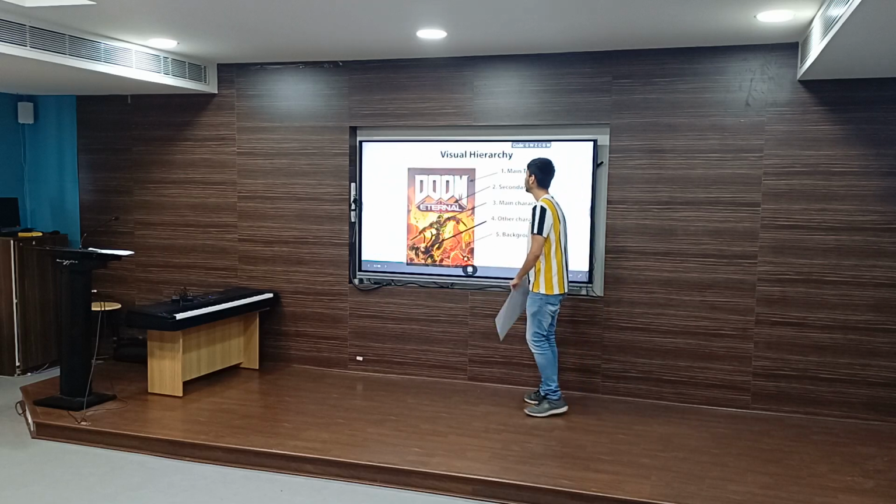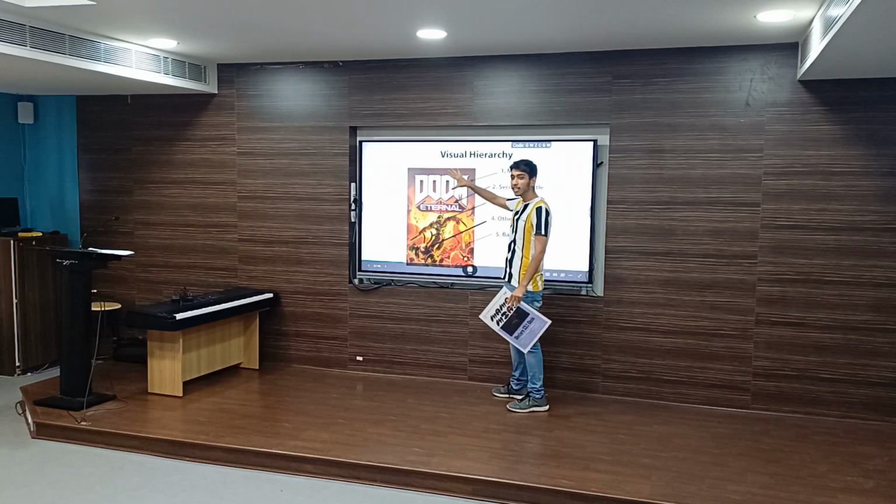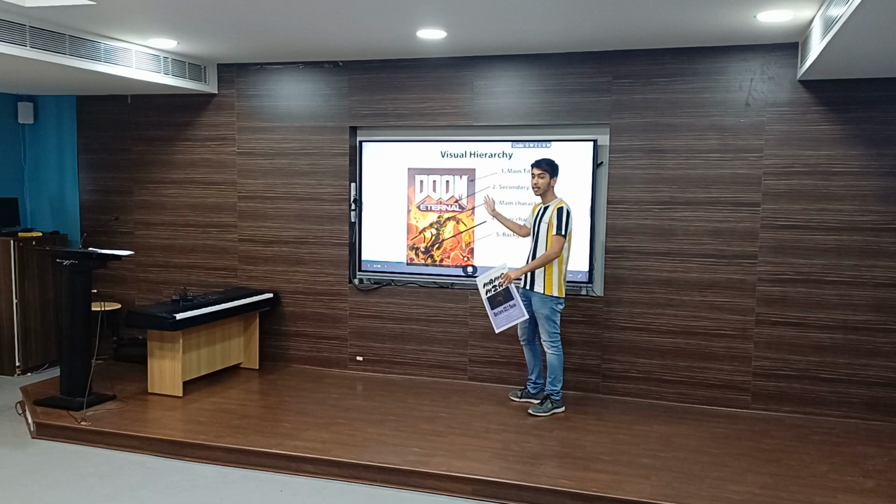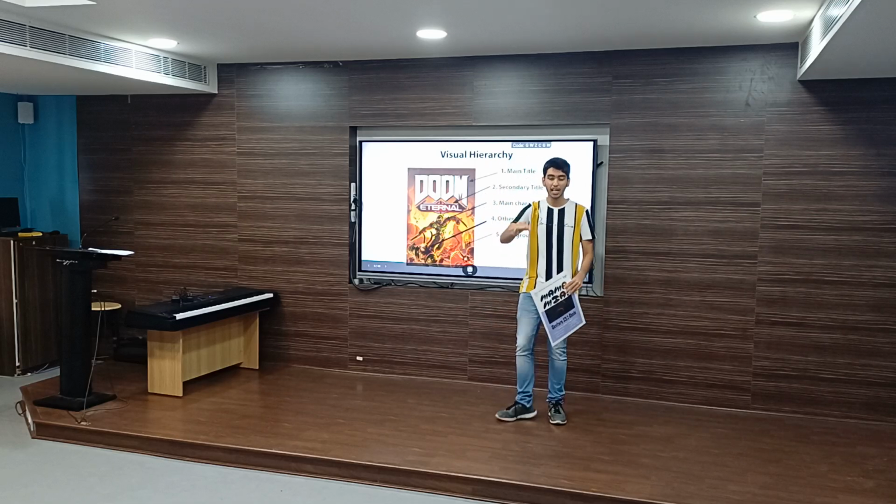Look at this. The main title is bigger than everything else. So you look at the title first. Then you move to this guy because he's uplifted. Then you move to the Eternal and then you move to this guy. And then you move to the background. That's what visual hierarchy is.